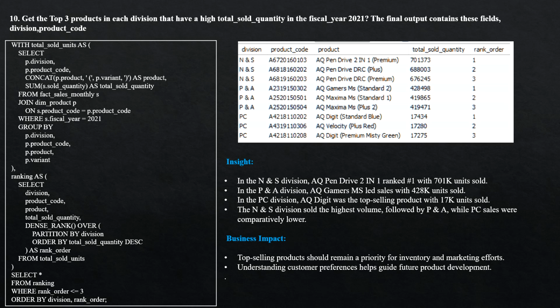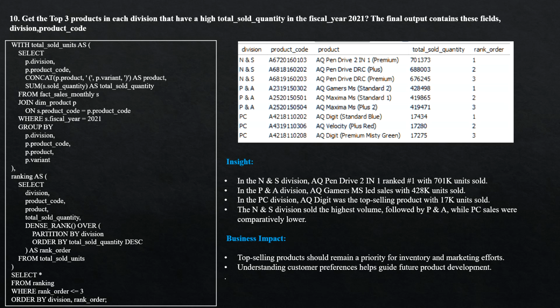Next, the 10th request, that is get the top 3 products in each division that have a high total sold quantity in the fiscal year 2021. The final output contains these fields like division, product code. So I have written this SQL query, and you can see division, product code, product, total sold quantity, and rank order.